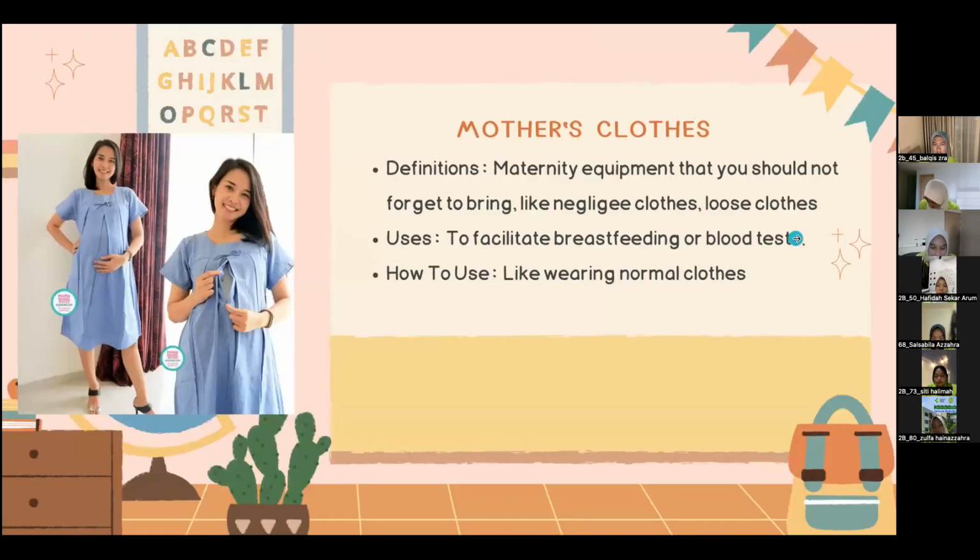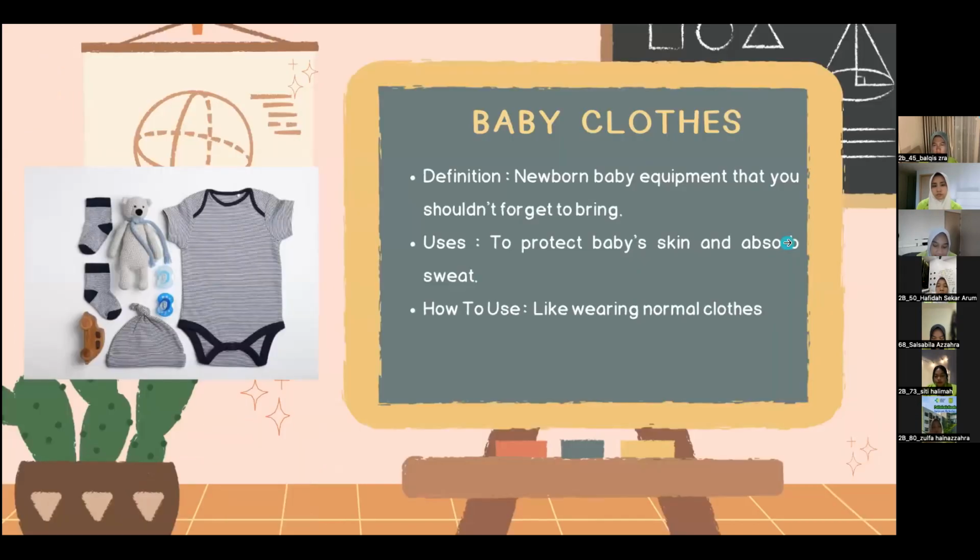Mother clothes. Definition: maternity equipment that you shall not forget to bring, like negligee, clothes, and loose clothes. Uses: to facilitate breastfeeding or blood tests. How to use: like wearing normal clothes. Baby clothes. Definition: newborn baby equipment that you shouldn't forget to bring. Uses: to protect baby skin and absorb sweat. How to use: like wearing normal clothes.